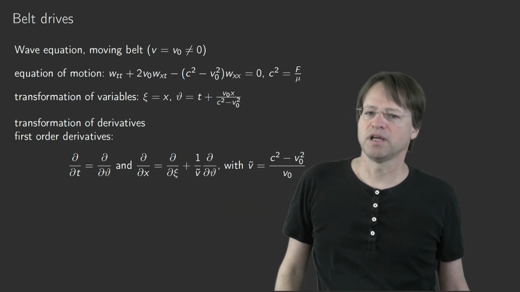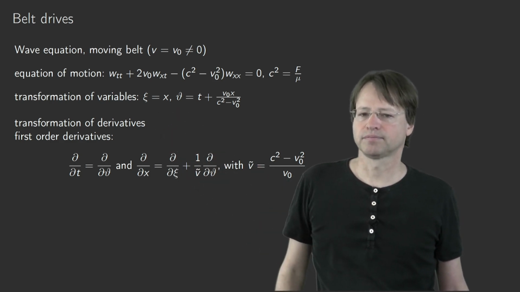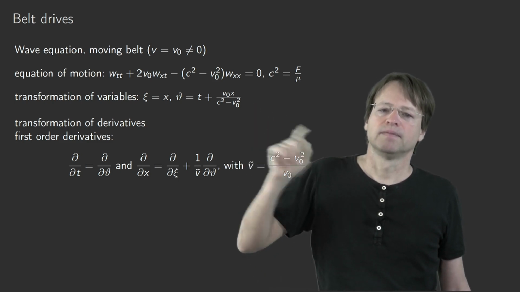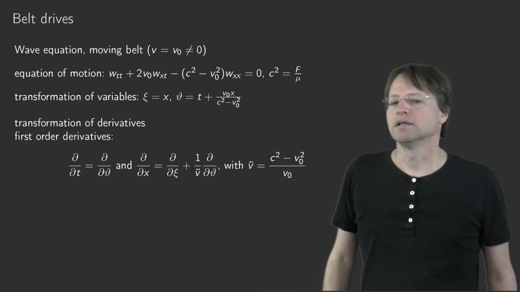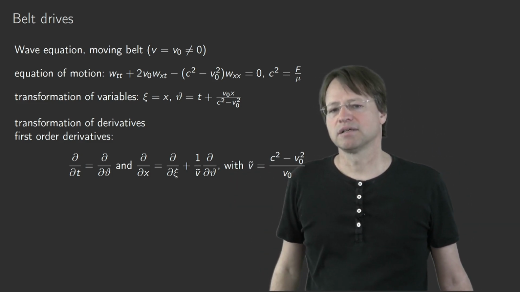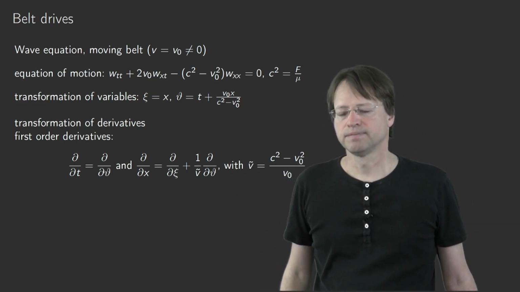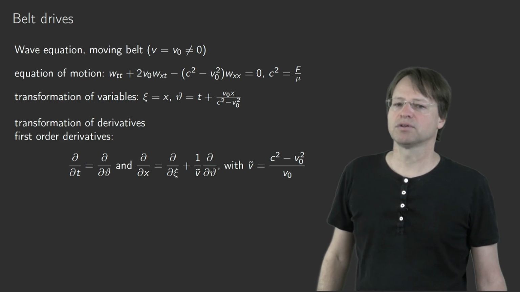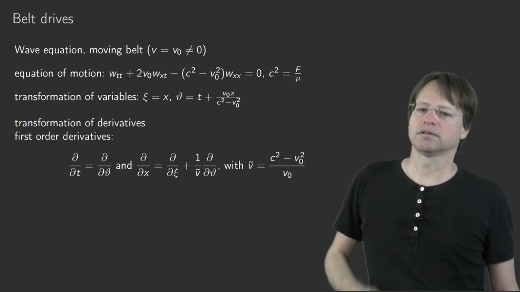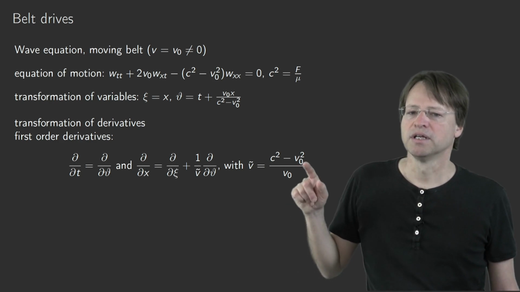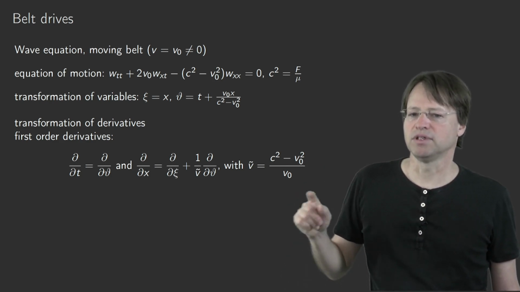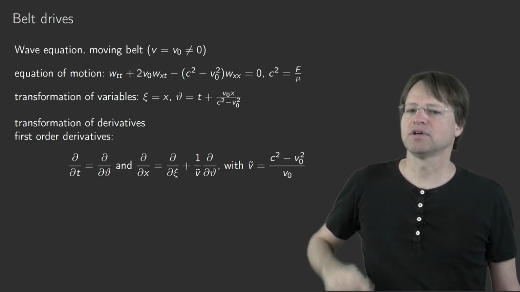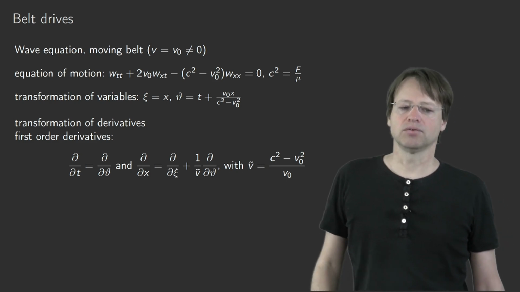And for d by dx, we have on the one hand d by d psi, but we don't have to forget this one here, which is d by d tau times d tau by dx, and d tau by dx is v naught squared divided by c squared minus v naught squared. For this I incorporate another abbreviation, namely c squared minus v naught squared divided by v naught is then v tilde, so that we have 1 divided by v tilde here, d by d tau.